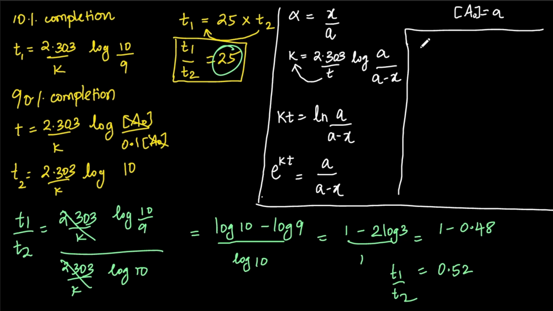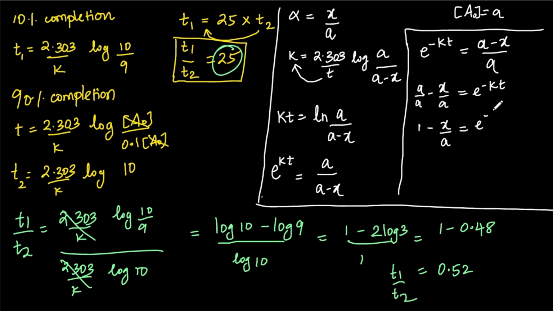So, the reciprocal will become e power minus kt is equal to, the right hand side will become (A minus X) divided by A. So, divide each term by the denominator. A by A minus X by A is equal to e power minus kt. So, A by A is 1. 1 minus X by A is equal to e power minus kt. So, minus X by A is equal to e power minus kt minus 1.